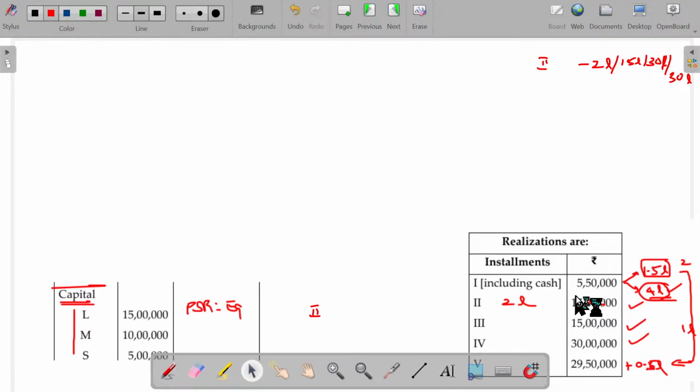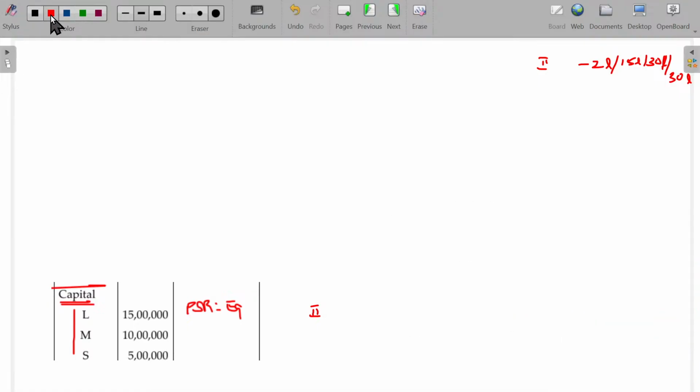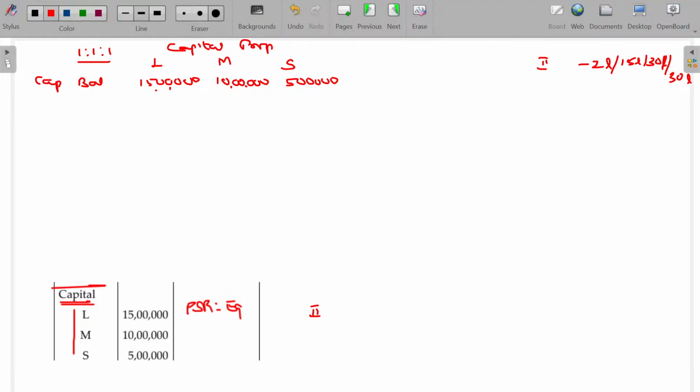Now, L, M, S are the partners. Their P&L ratio being equal, 1:1:1. Capital balance payable to them. All the liabilities paid except the capital. So now I am going to finish up payment of the capital using capital proportionate method.